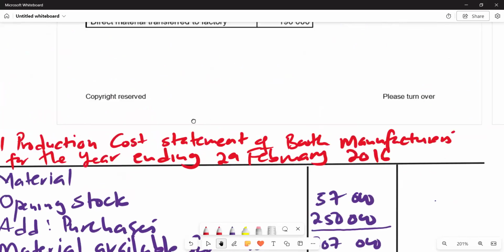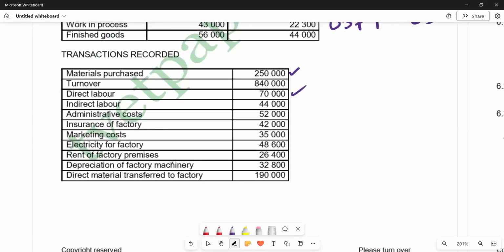Let's go to the question and try to find all the overheads that we have in the question. We go down, and there you see that we have indirect labor here is 44,000. We have administrative cost, which is not in manufacturing overheads. We leave it. Insurance of factory, yes. This one is in manufacturing overhead. Marketing cost is not a manufacturing overhead. Electricity for factory, yes. It's a manufacturing overhead.